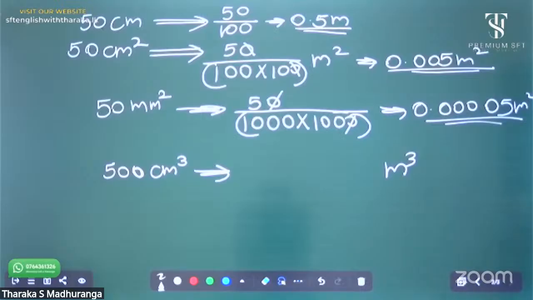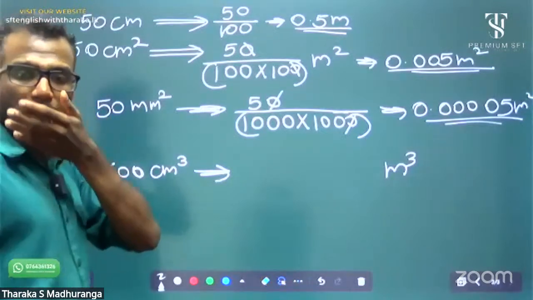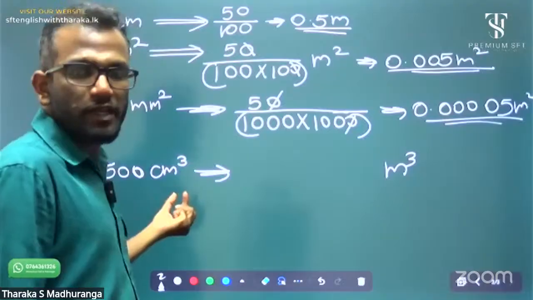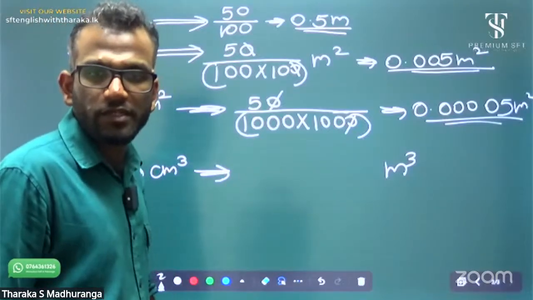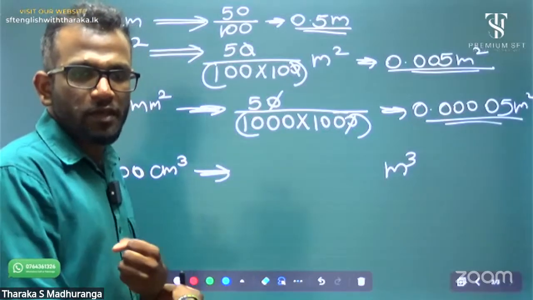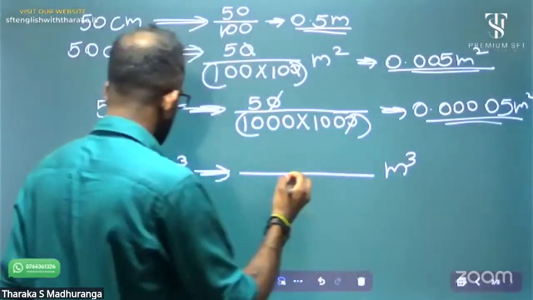500 cubic centimeter. Can you convert into cubic meter, the standard unit? How do we do it? What is the method? Understand the short method.